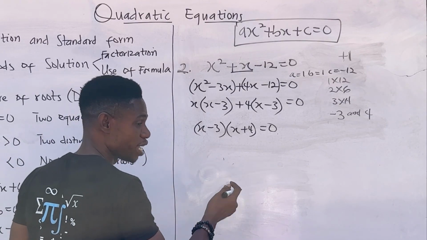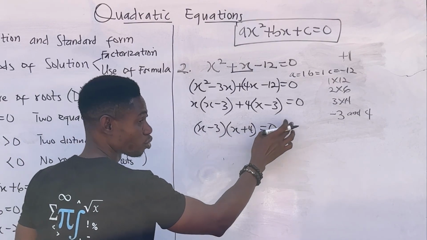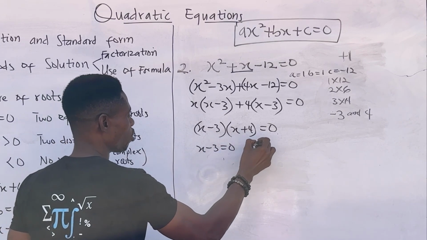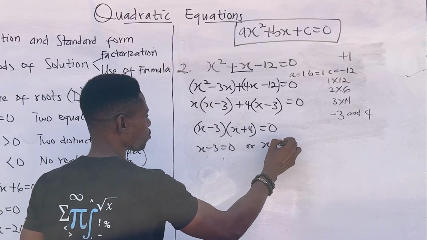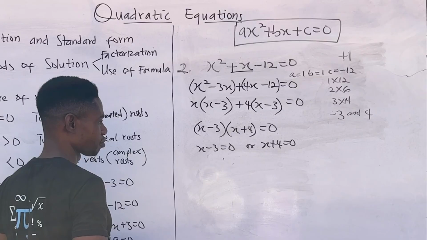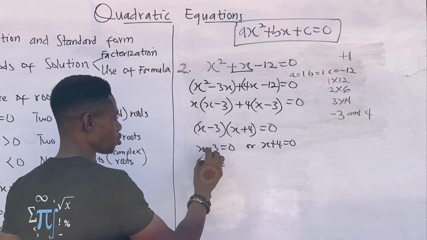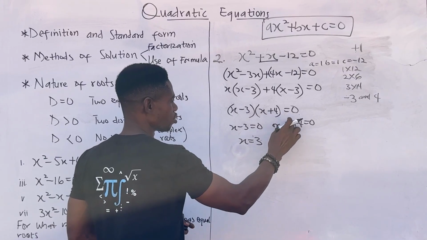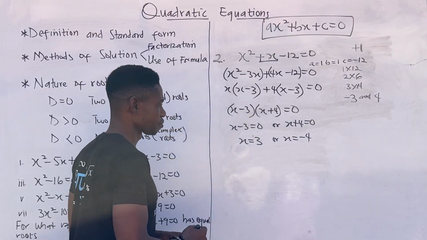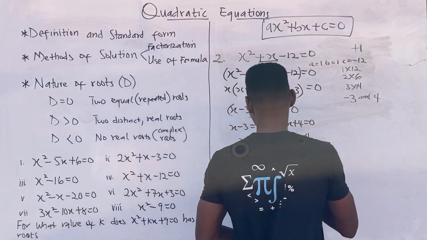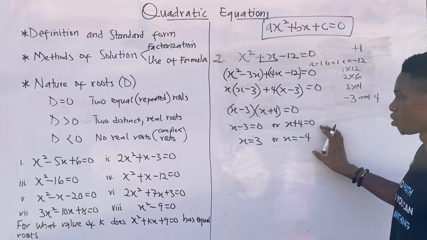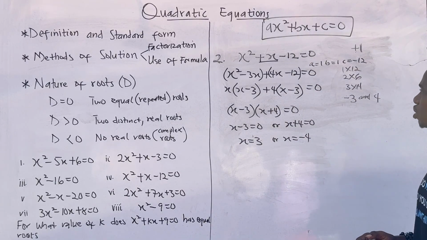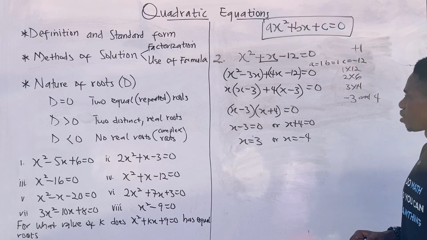So as I said earlier, when a product is equal to 0, it is either the first, x minus 3 equals 0, or the second, x plus 4 equals 0. So from here, x equals minus 3 becomes plus 3, or x equals plus 4 becomes minus 4. So x equals 3 or x equals minus 4, those are the roots of this quadratic equation. Okay?